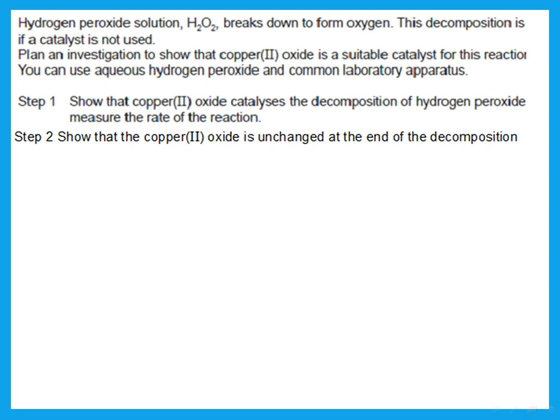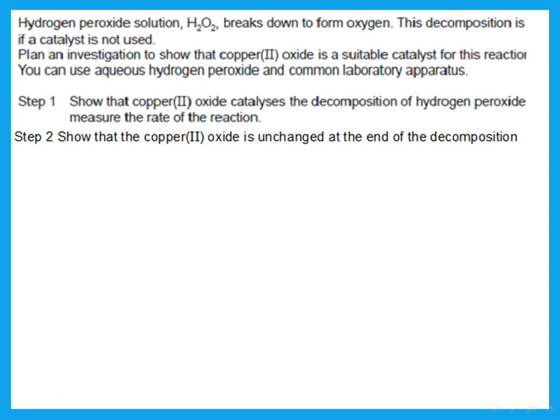Okay, another question says, this is similar, but it's a little bit different. Hydrogen peroxide solution breaks down to form oxygen. This decomposition is slow if a catalyst is not used. Plan an investigation to show that copper 2 oxide is a suitable catalyst for this reaction. You can use aqueous hydrogen peroxide, common laboratory apparatus, and he's specifying that he wants you to show that copper oxide catalyzes the decomposition of hydrogen peroxide, measure the rate of the reaction, and show that the copper 2 oxide is unchanged at the end of the decomposition.